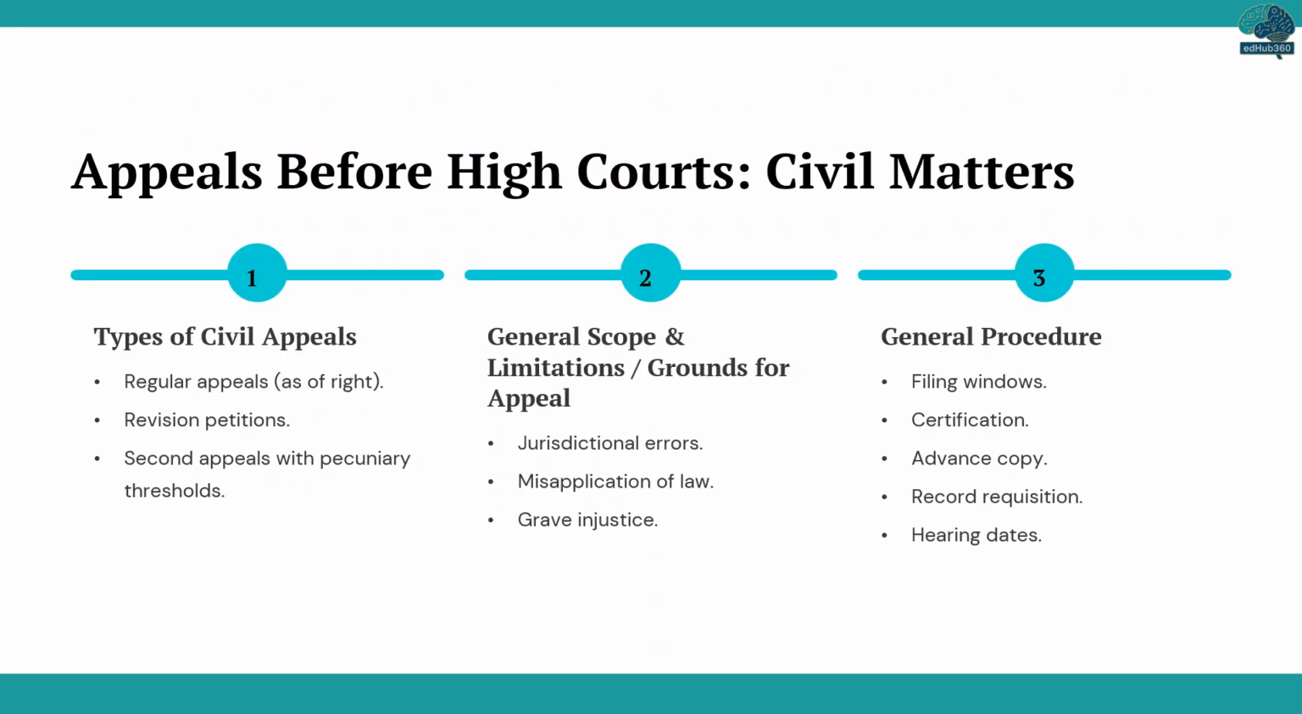First, let's look at appeals before the high courts concerning civil matters. There are several types of civil appeals, including regular appeals, which are often a right, revision petitions, and second appeals, which typically have specific pecuniary thresholds. The general scope and grounds for these appeals often revolve around jurisdictional errors, misapplication of law, or instances of grave injustice. The general procedure involves specific filing windows, a process of certification, sending an advance copy to the opposing party, requisitioning the court record, and finally, setting hearing dates.